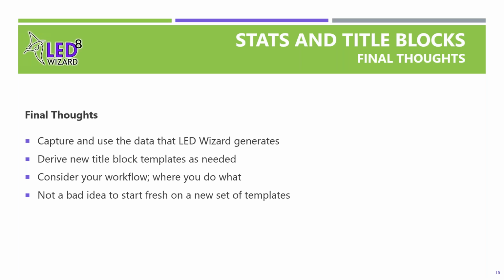And you can derive new title block templates as needed. Once you have an initial title block template, you can make a vertical version, or you can make a version that supports certain products. You can make a title block template just for a particular customer, a big customer that you have, maybe there's information that they're requesting.